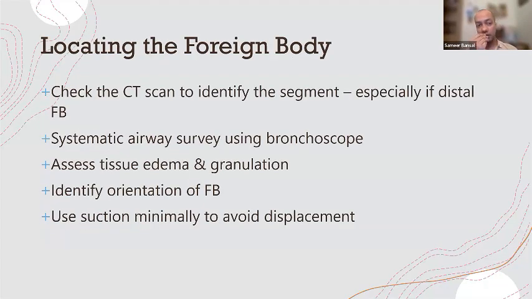So, how to locate the foreign body? It's majorly the CT scan, especially if it is a distal foreign body. Once you're doing your bronchoscopy, do a systematic survey of the airways. Assess everything properly, such as tissue edema. Is there any granulation tissue around it? Whether my foreign body is impacted or not? Is there presence of pus? Is there bronchiectasis, because of, say, a long-standing foreign body causing obstruction?